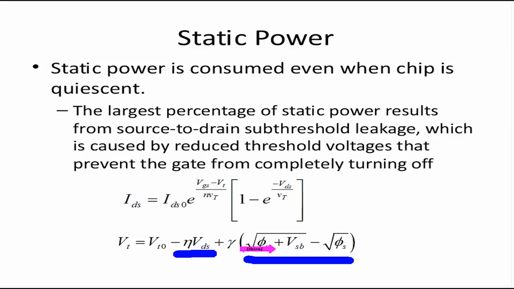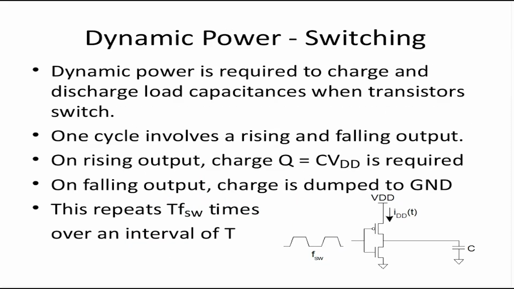How is this useful for us? Again, I stress that static power in present day, or we use the term leakage power, is caused due to source to drain subthreshold leakage. This leakage power is the majority component in the static power. Right? Now comes the dynamic power. Dynamic power, two types: switching and internal. What is the switching power?